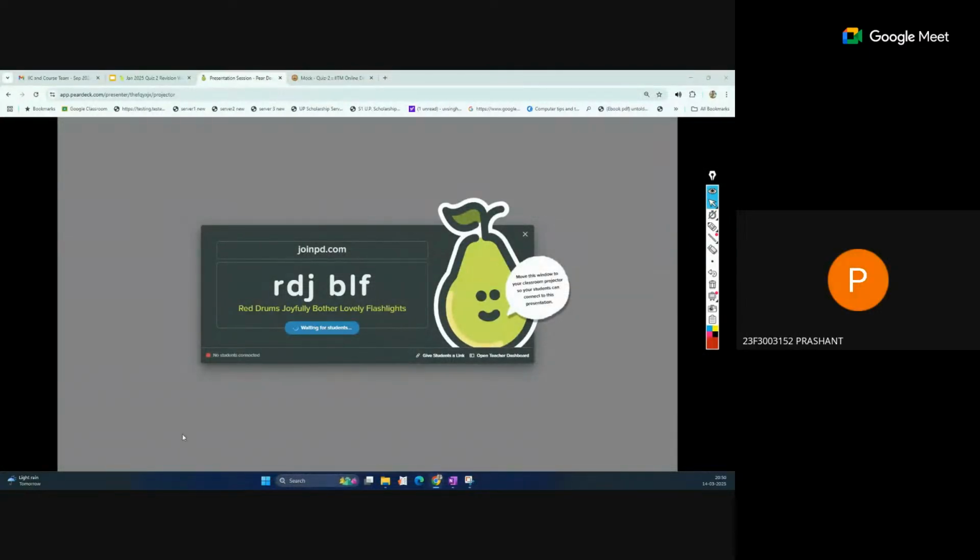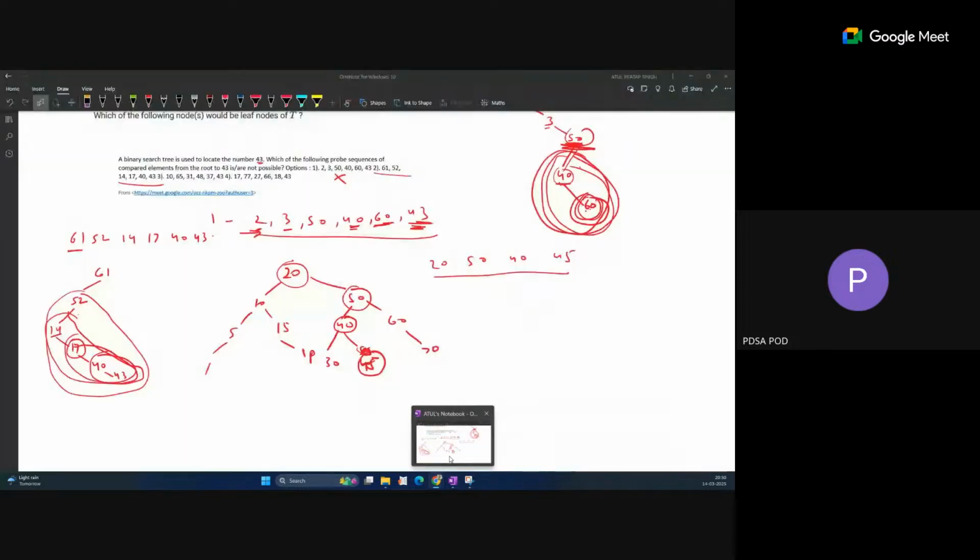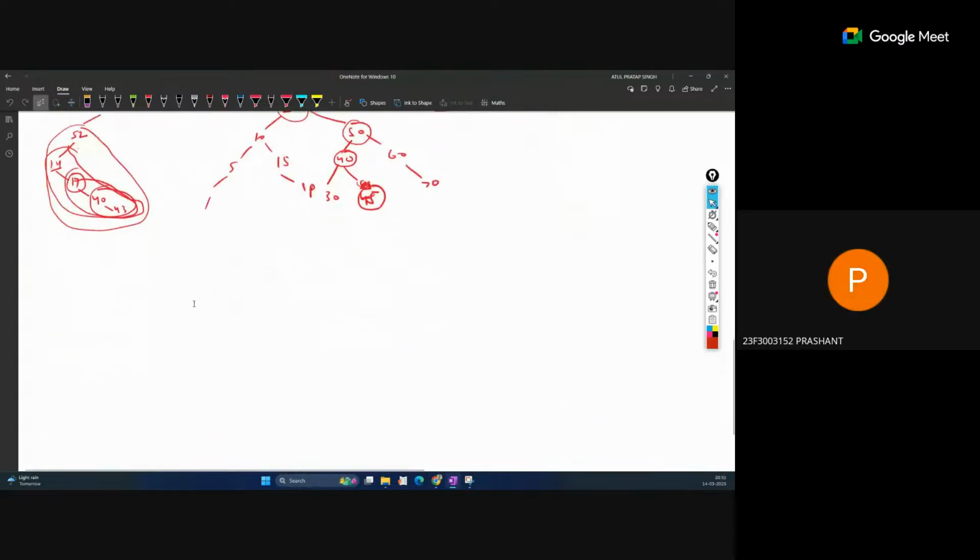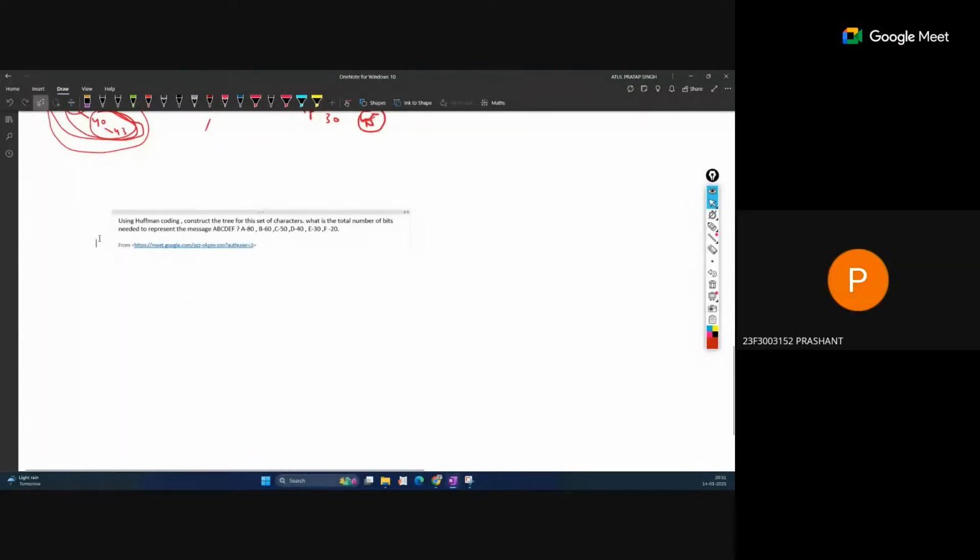Sir, could you solve one more question I have given in the chat? It is based on Huffman coding. I am getting wrong answers, so there is a chance of wrong answers in the previous question papers. So what answer are you getting for this? I think this is 16 or 17 something. How many bits are you getting? I am getting 16.